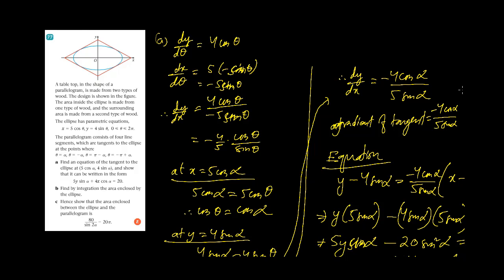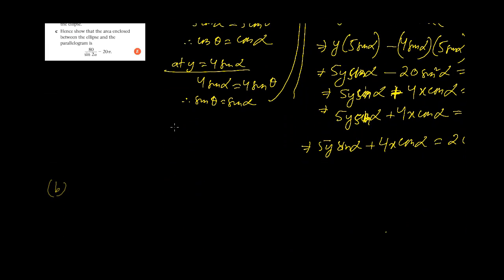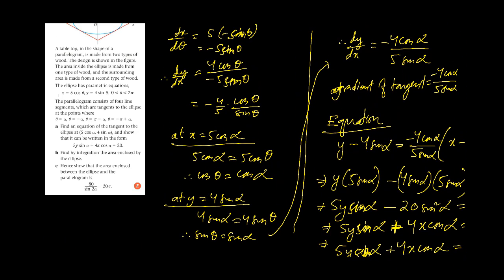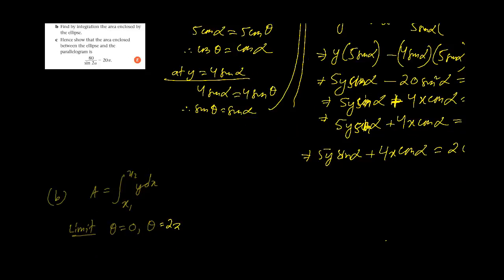So the Cartesian would be area equals the integral from x1 to x2 of y dx. So the limit here would be theta equals 0 because it's a complete circle, to theta equals 2 pi. So we have the limits now. So the first thing that we need to know after the limit is dx. So x equals 5 cos theta.